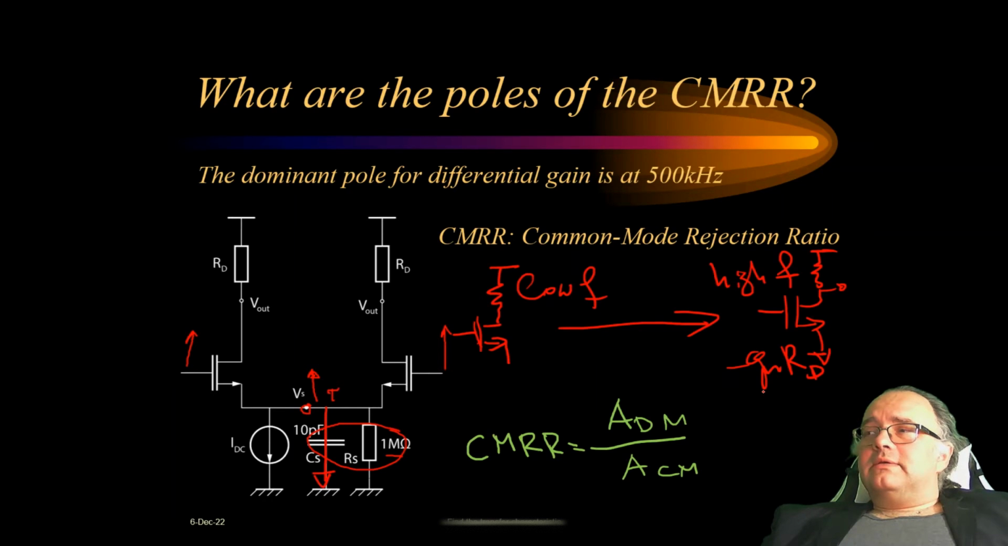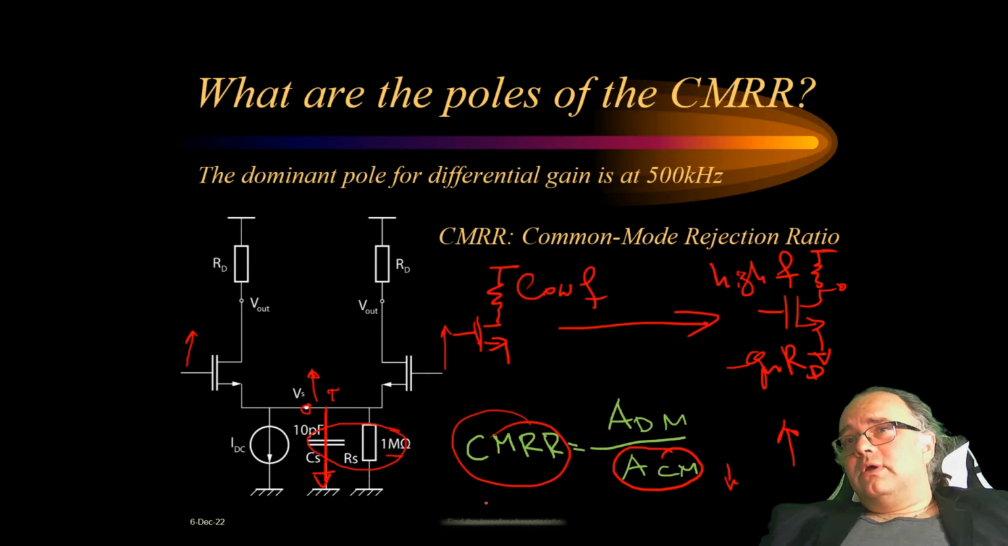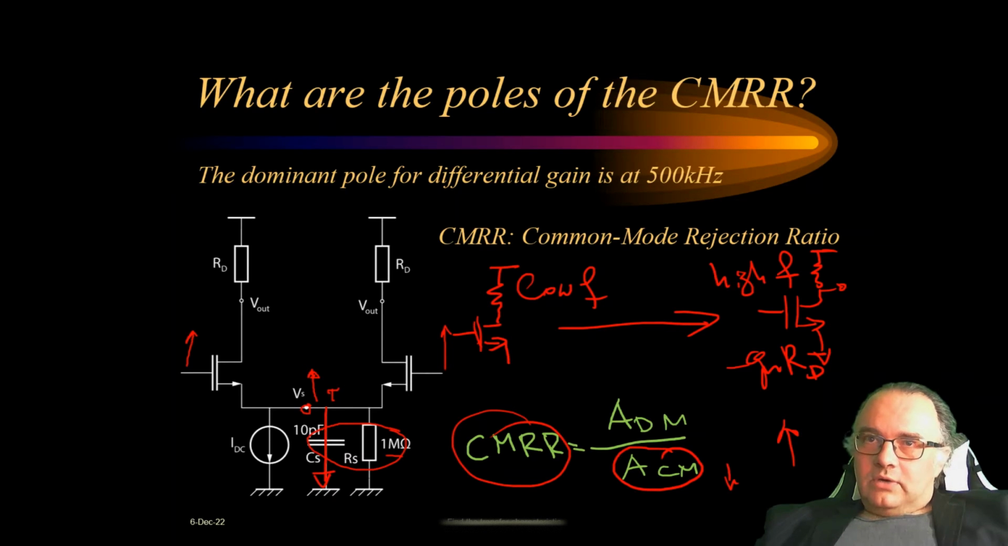And then the gain in common mode will go from very small to very high, which will basically degrade the common mode rejection ratio. And exactly this, the pole of the common mode rejection ratio, is what we want to find. So how to approach this circuit?